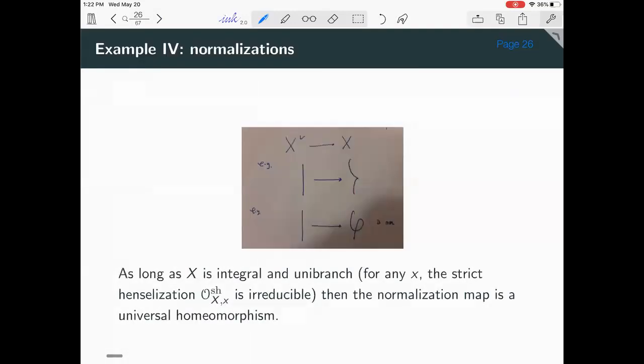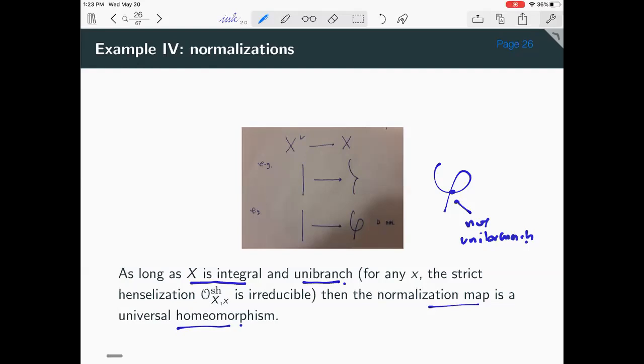In fact, a more general theorem is that as long as X is integral and unibranch, so unibranch is literally single branch. So this node is not unibranch. But the official definition is that the strict Henselization is irreducible. So if you just Henselize from this point, you see that you get something like a cross. Then the normalization map is a universal homeomorphism. So that dismisses this nodal case, but proves the cuspidal case. Okay. Cool.